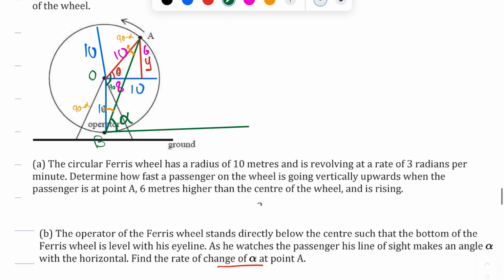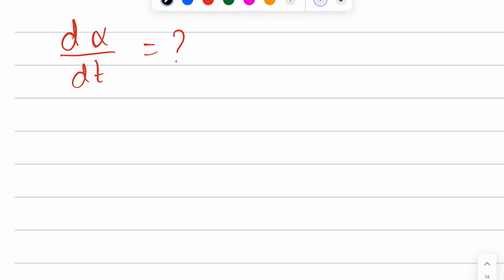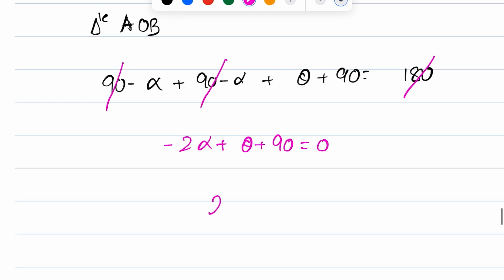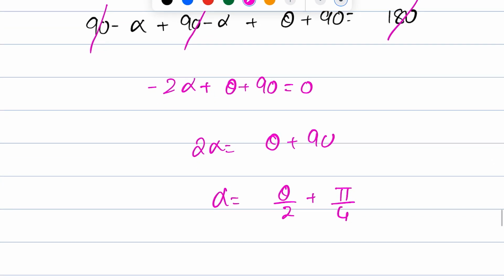In triangle AOB, the sum of all angles is 180 degrees. So 90 minus alpha plus 90 minus alpha plus theta plus 90 equals 180 degrees. So what can happen? 90 plus 90 is 180, and 180 cancels. Negative 2 alpha plus theta plus 90 equals 0. So 2 alpha equals theta plus 90. Alpha equals theta upon 2 plus 90 upon 2, which is pi by 4. You can write it as 45, or pi by 4 is the best way, in radians.